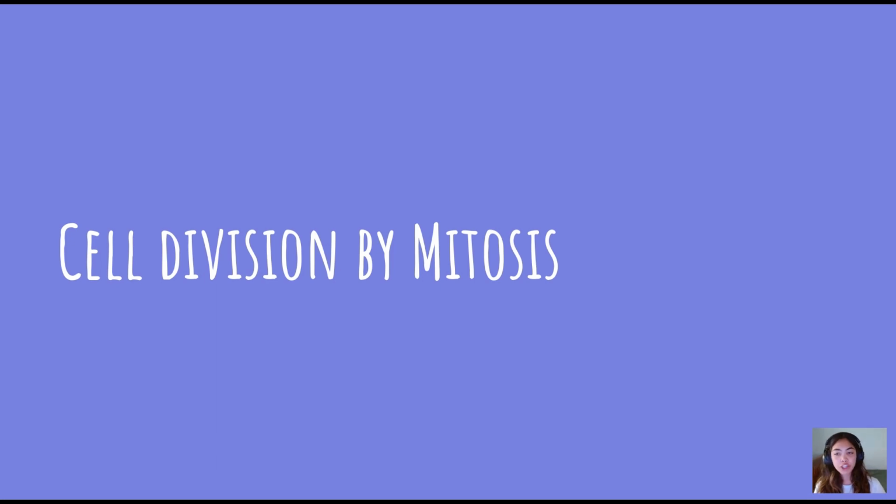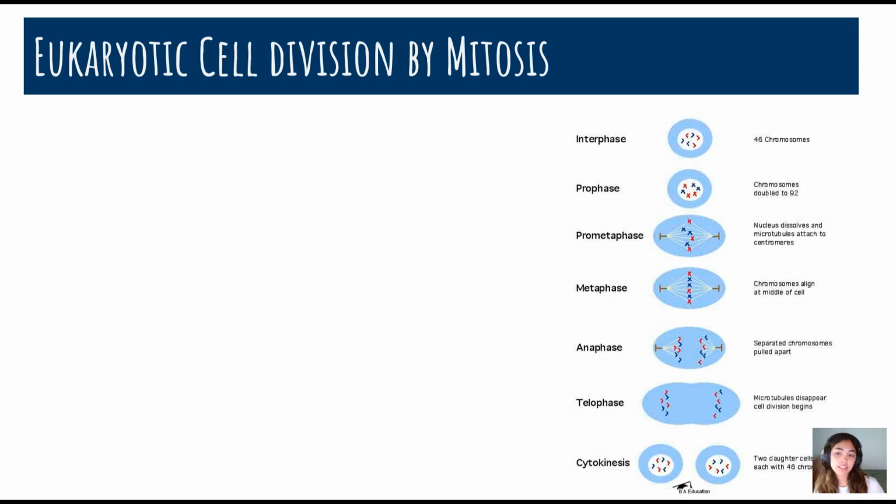Cell division by mitosis. This is essentially how eukaryotic cells are able to arise from pre-existing cells. We know for prokaryotic cells, we just went through binary fission, that's how they are able to keep reproducing, and how they arise from existing cells. Whereas with our eukaryotic cells, we use both mitotic division, which is what we're going to go through today, and also meiotic division, which we're going to go through in another video.